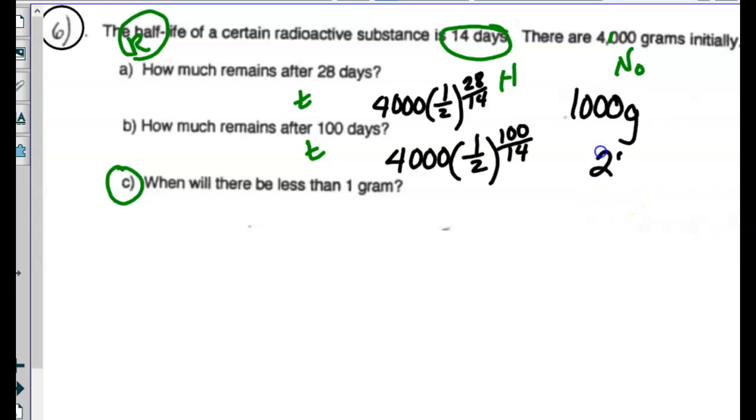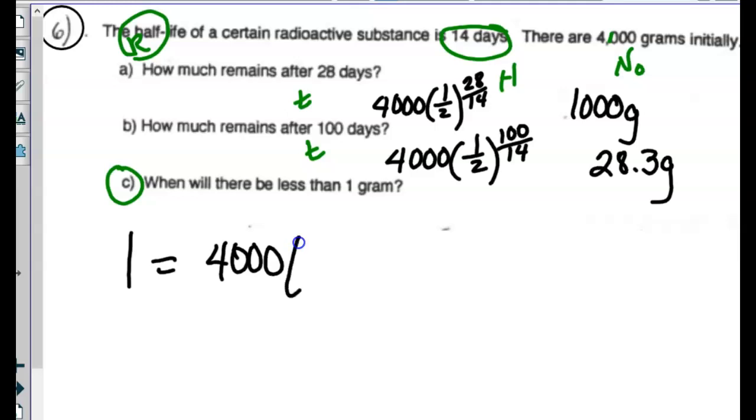28.3, anybody? Okay, how are we going to do this one? When will there be less than 1 gram left? Well, this is what we want to know. What are we trying to find? What variable am I looking for? What's the variable I'm looking for, guys?